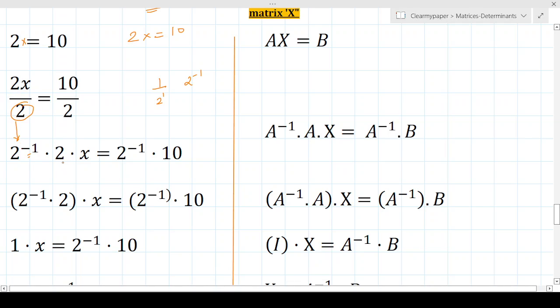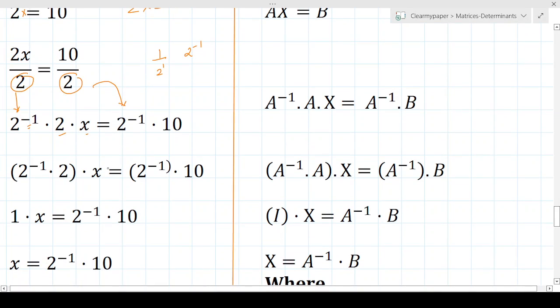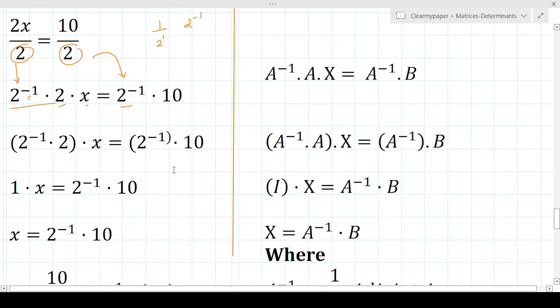And this 2x remains as is, 2x equal to, and this 2 again I can represent as 2 to the power negative 1, and this 10 is as is. So I can definitely represent that. And I'm just putting brackets here for a reason, so that I can bring those first two terms, 2 to the power negative 1 and 2, together, and this is also kept separately. And we know 2 to the power negative 1 is nothing but 1 by 2, the same thing. So 1 by 2 into 2 is going to be 1.